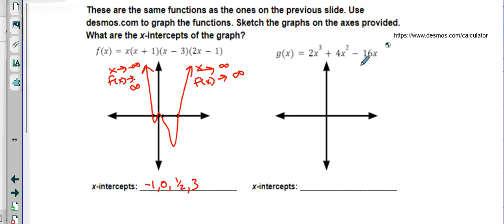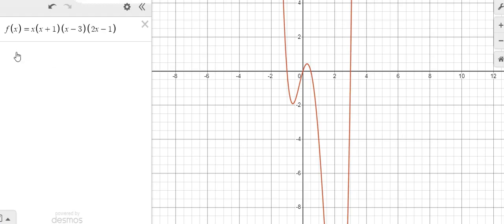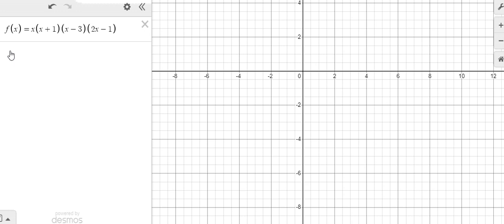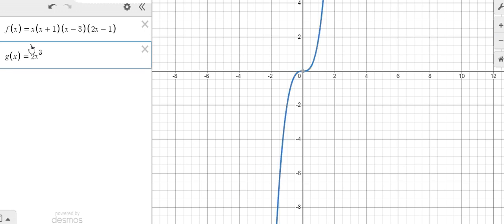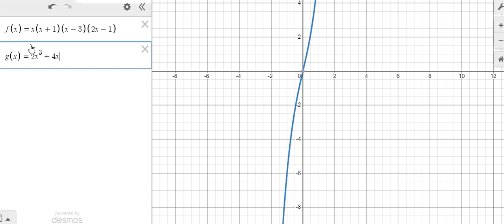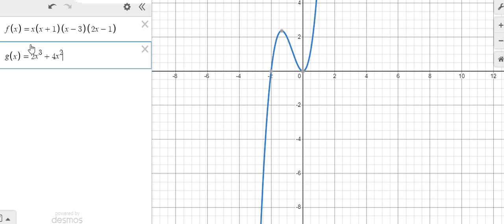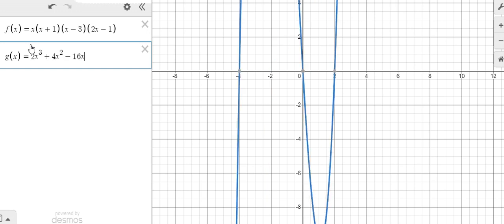So we got 2x cubed plus 4x squared minus 16x. Let's see how much of that I can actually remember. I'm going to come over here. So we're going to toggle this off. We're going to go in here, and we're going to call this g of x is equal to 2x cubed, plus 4x squared, and then minus 16x.